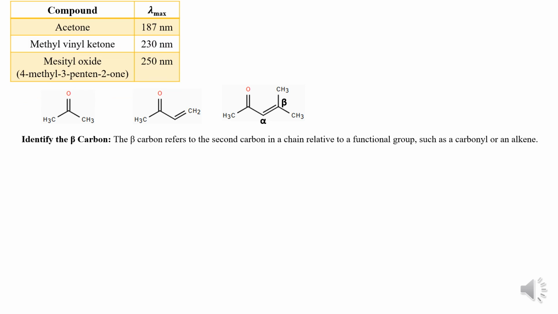So with the increase in number of double bonds, you can see the lambda max value increases. Acetone, it is 187 nanometers. In case of methyl vinyl ketone, it is 230 nanometers. And with alkylation, in case of mesityl oxide, you find additional presence of 2 methyl groups on beta carbon. So with the addition of alkyl groups, there is further increase in the lambda max.